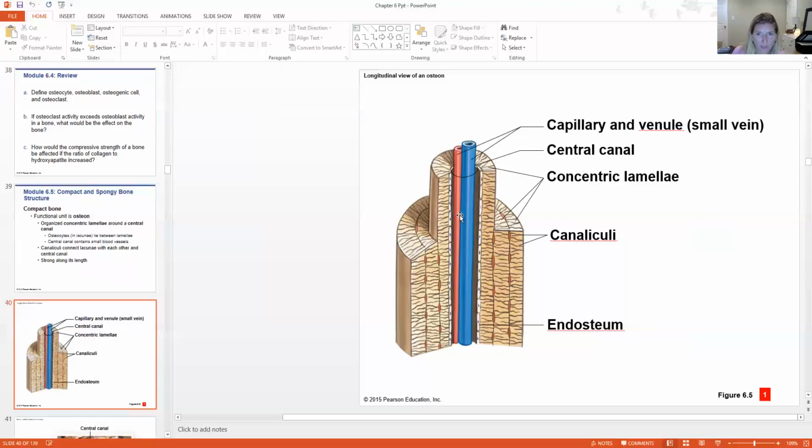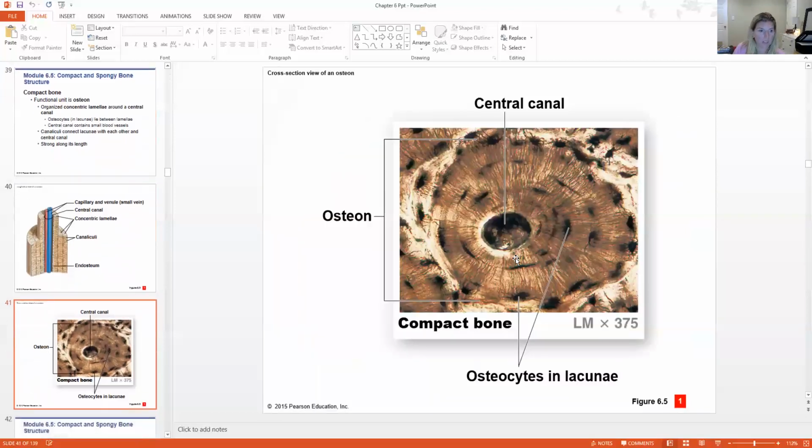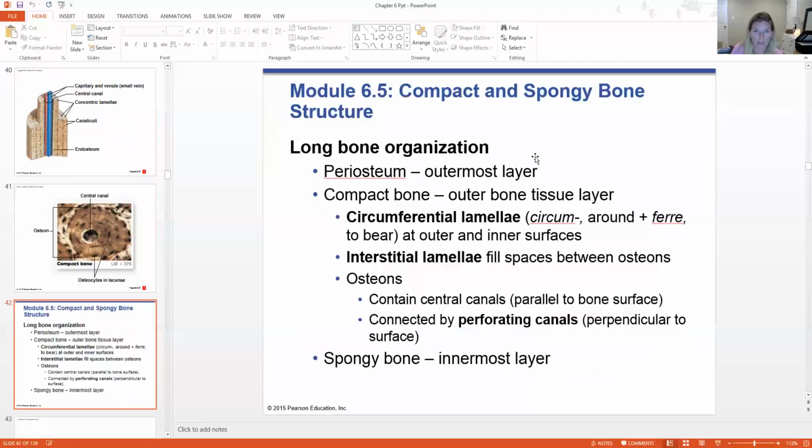So here's just showing you that nutrient artery, nutrient vein in that central canal, and then the lamella coming out. Basically, those are just the channels. The canaliculi are these little vessels connecting that central area to the outer lacuna where the osteocytes live. Here's an actual picture, and you saw these in lab the other week, where you have that central canal, the concentric lamella, and the osteocytes living in these little lacuna. You can even see the canaliculi radiating out from that central canal.